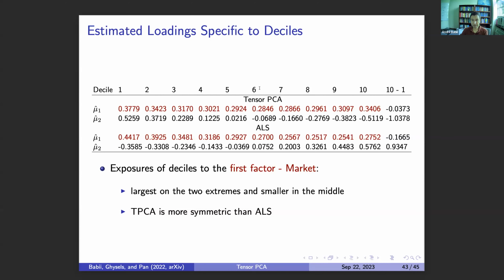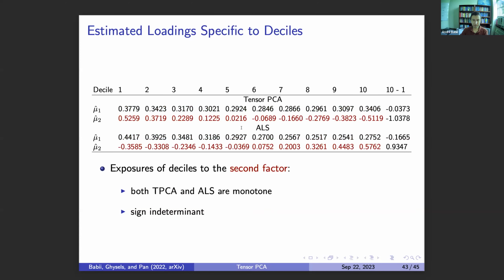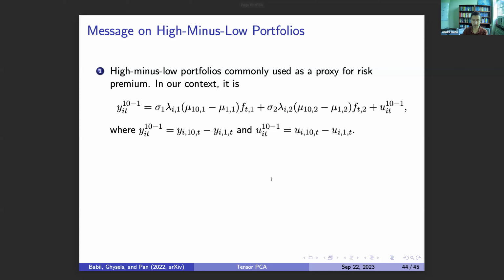Next, we look at loadings that are specific to each decile. So this is the third tensor dimension. If you look at the first loading, we see a pattern where the loading decreases up to the middle decile, and then it starts increasing if you use the Tensor PCA. For ALS, we see the same pattern, but we have less symmetry across different deciles. And for the second factor, we see that the loadings are monotonically decreasing or increasing. So there is a sign indeterminacy here. If we flip the sign, we get a similar pattern.